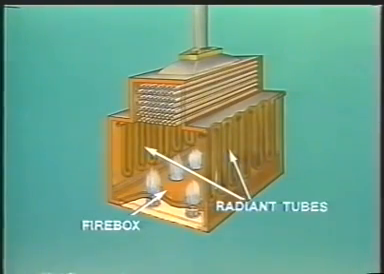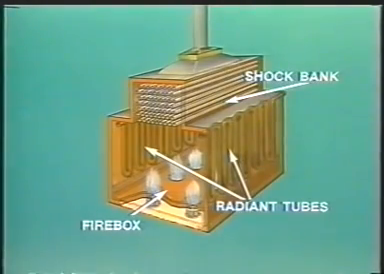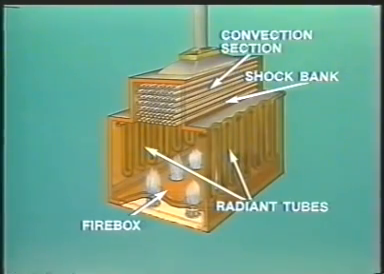The radiant tubes are located in the firebox of the furnace. They're in direct line with the burners, so they receive most of their heat by radiation. The section of tubes above the burners is called the shock bank. These tubes receive both convection and radiant heat. Above the shock bank is the convection section, sometimes called the economizer section because it extracts heat that would be otherwise wasted. The tubes in this area are heated by the hot flue gases before they leave the furnace stack.